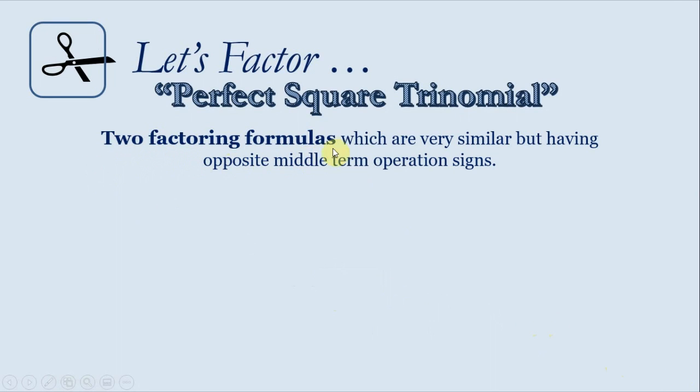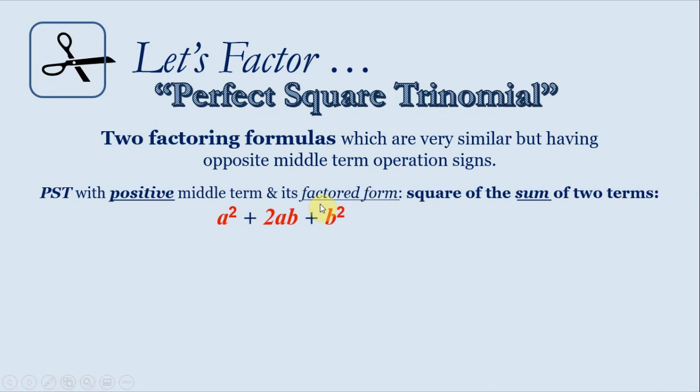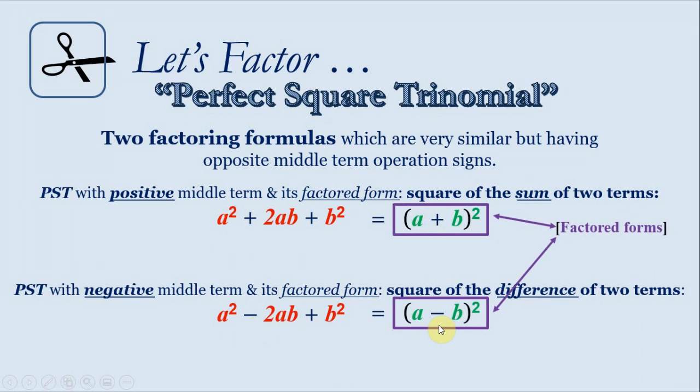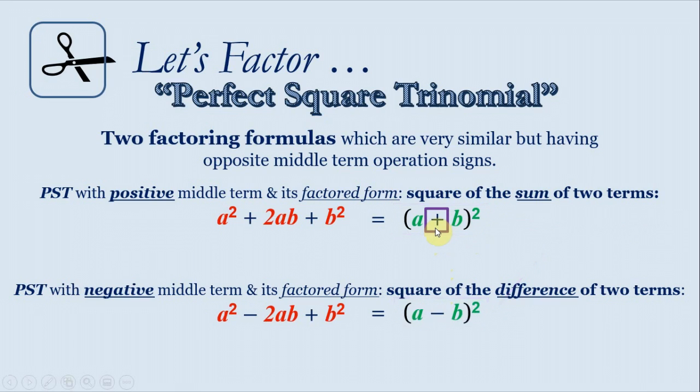It's actually two factoring formulas. One, where a positive middle term is involved. The other, where the middle term is negative. Each will lead to a different and separate factored form. One will be a square of a binomial involving the sum of two terms. The other will be a square of a binomial involving the difference of two terms.